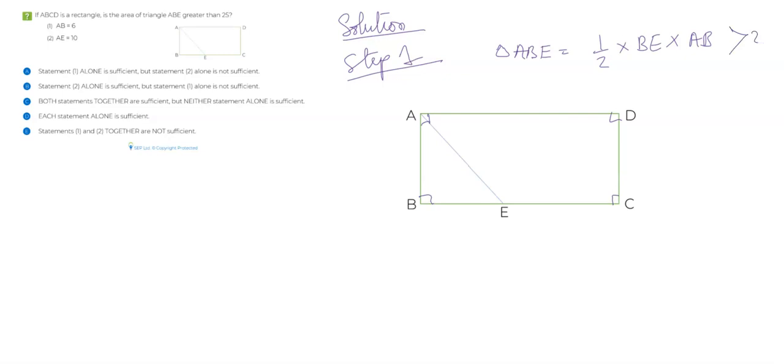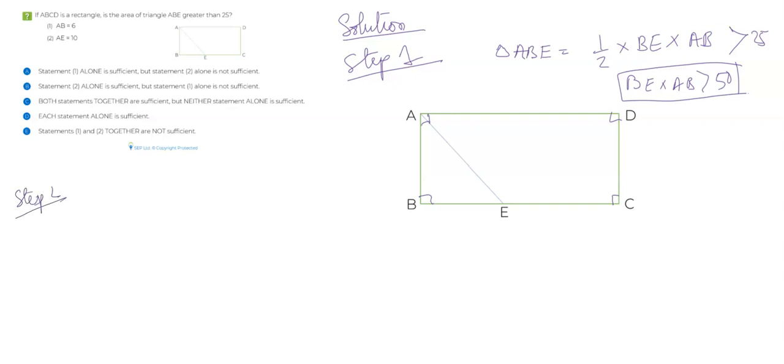Now, is this value greater than 25? That is what I need to find out, and I don't have any other information with me. At the max, I can say BE into AB greater than 50 if I have to write it, but nothing else that I can do about it. No other pre-analysis is possible. So keeping just this in mind, I'll move on to the individual statements.